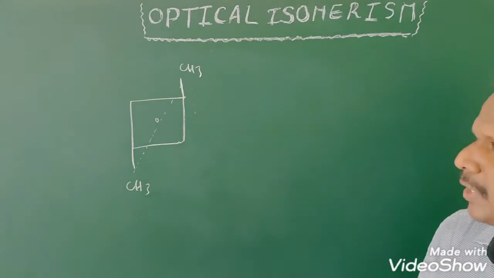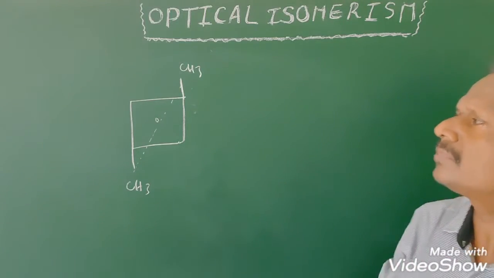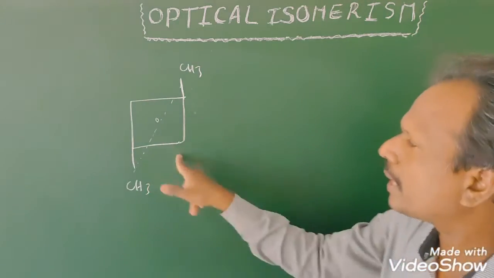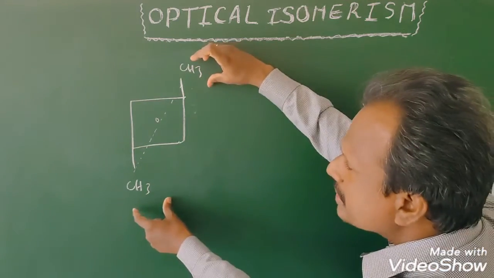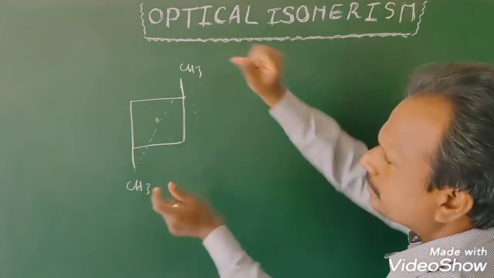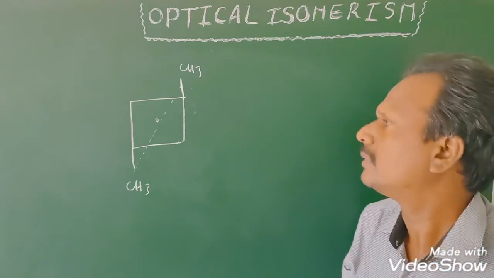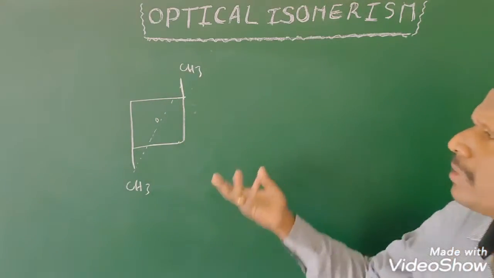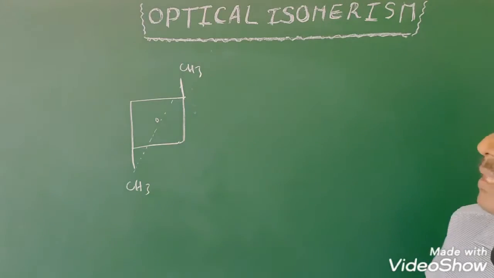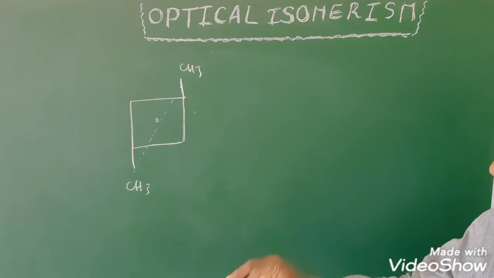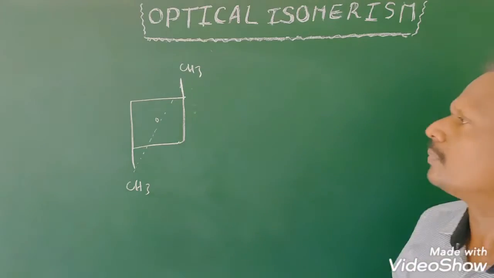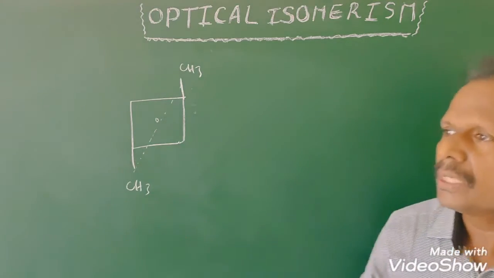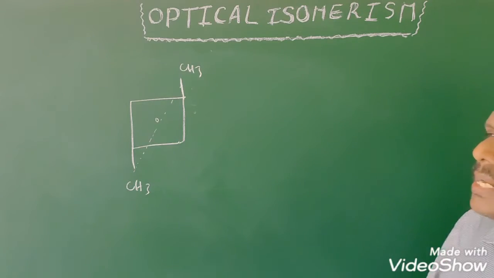To observe the center of symmetry, what is the required condition? A cyclic compound with an even number of carbon atoms and identical substituents. These are the required conditions. So these molecules are also optically inactive because they have a center of symmetry. The molecules which have center of symmetry or plane of symmetry or both are optically inactive. That means they do not rotate plane polarized light.